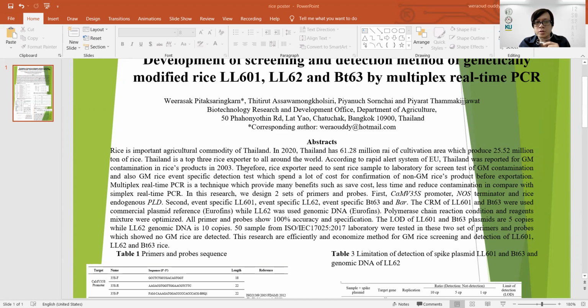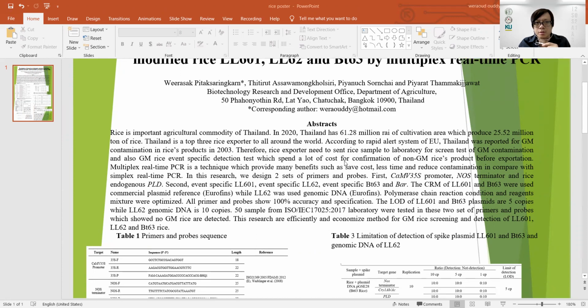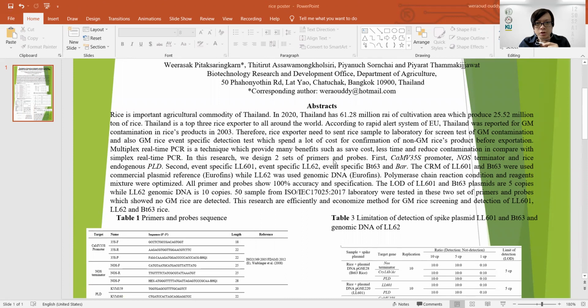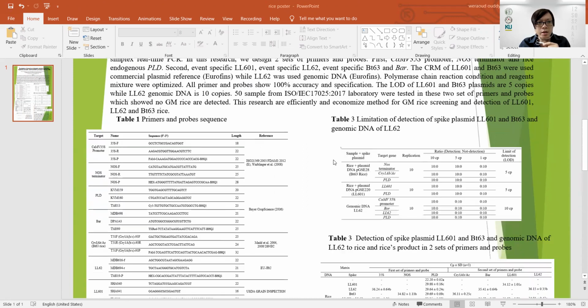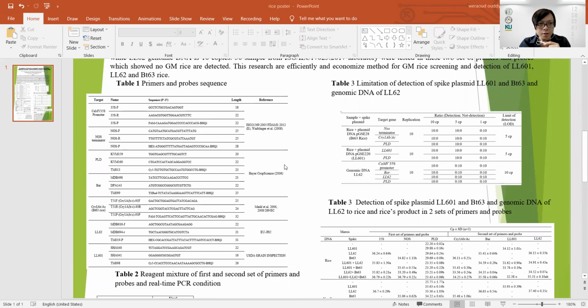Therefore, exporters need to send rice samples to the laboratory to screen for GM contamination before export to another country. This spends a lot of money and a lot of time. So this research develops a multiplex real-time PCR to reduce the cost and the time of detection and screening tests. We designed 2 sets of probe and primer, as you see in table 1. Table 1 shows the probe and primer used in this experiment.